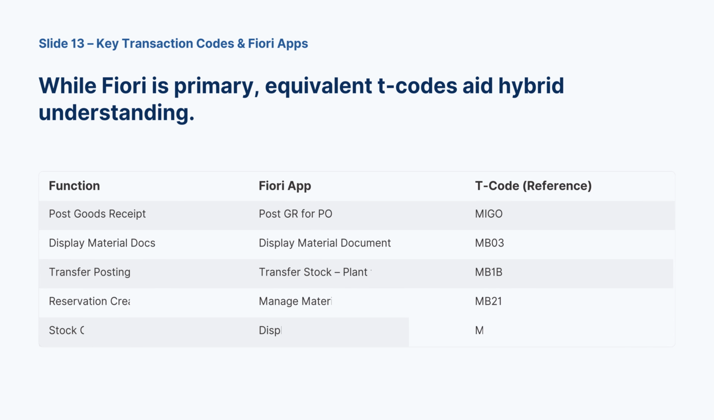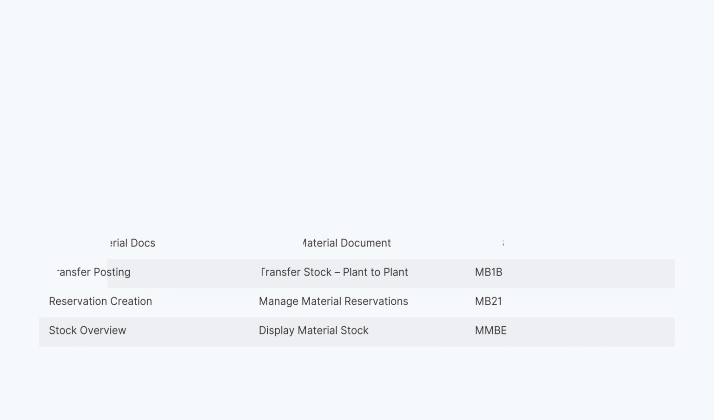Key transaction codes and Fiori apps. Although Fiori is the main interface, understanding equivalent T-codes helps you relate to legacy systems. You'll learn to map apps like Post Goods Receipt for PO to MIGO, Transfer Stock to MB1B, and Display Material Documents to MB03. This approach builds strong cross-environment fluency, which is essential for consultants and exam success.